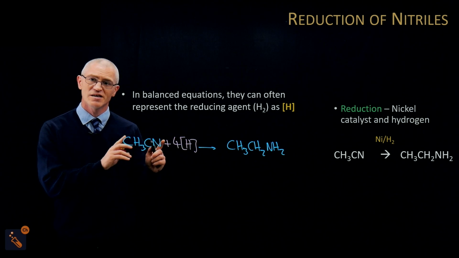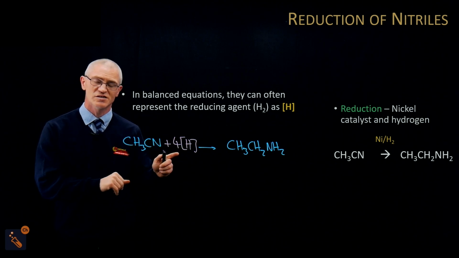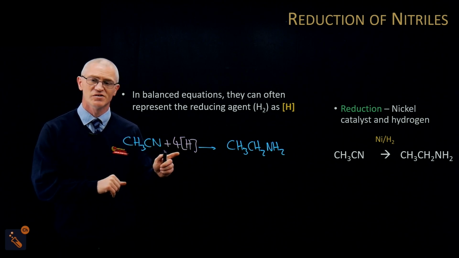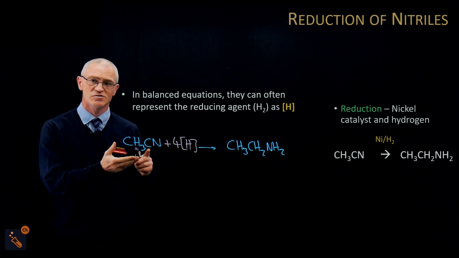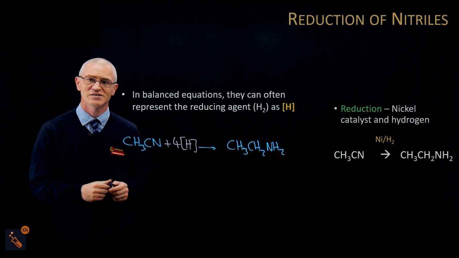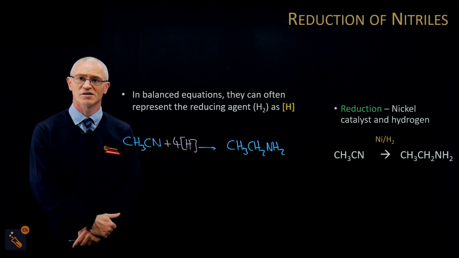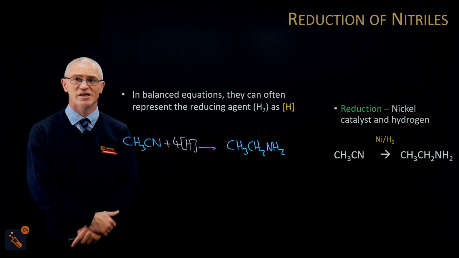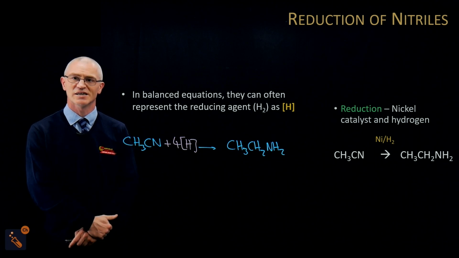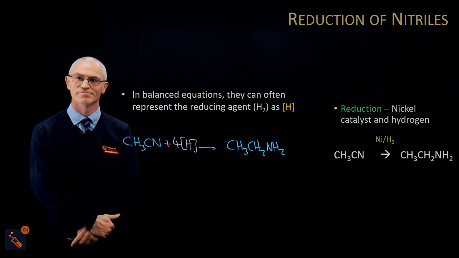Just remember that if there's more than one nitrile, you'll need double the amount of H's. So if there's 2 nitriles, 2 CNs, you would need 8 H's, 3 CNs, you would need 12, and so on. But it's as simple as count the difference between the H's and add what the difference is.